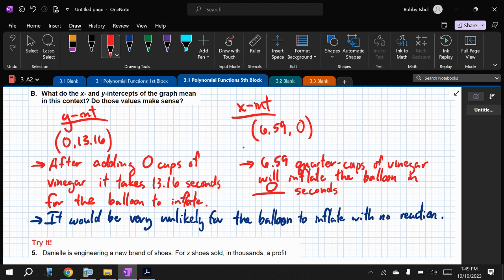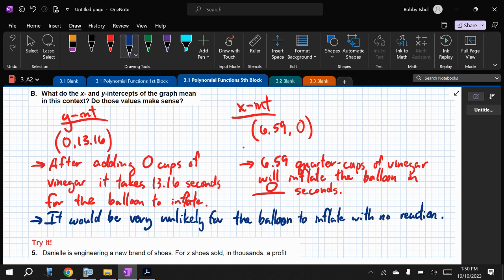0 seconds. Is there any chemical reaction that can happen in 0 seconds? No, it's going to take some amount of time. It may be really fast, it might be like 0.0001 seconds, but it's going to be some sort of time from when I pour the vinegar in there on top of the baking soda. It's got to take some time to inflate the balloon in some way. So does this make sense? No. Okay, so what's that tell us about Abby's equation?